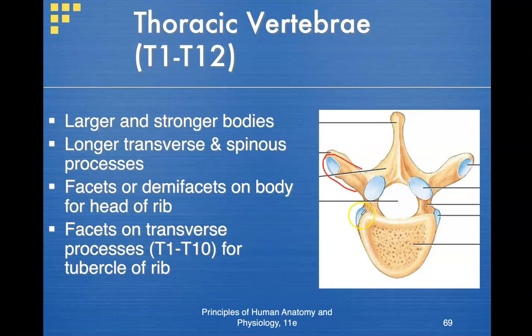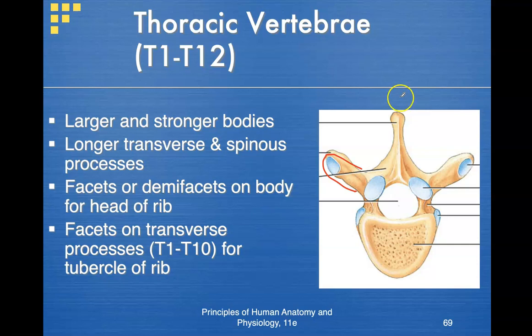And that's because these transverse processes are going to articulate with the ribs. You're also going to have a longer spinous process, as that longer spinous process is going to have larger muscles that are going to attach to it.